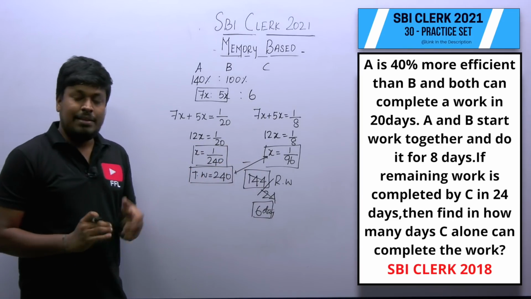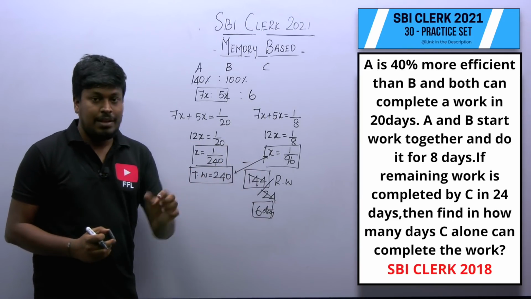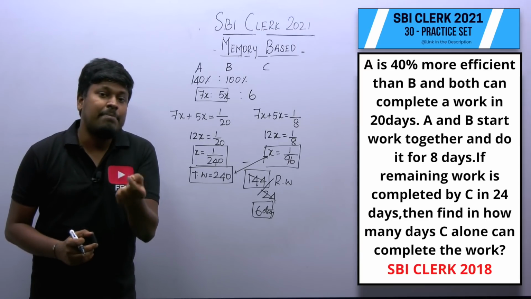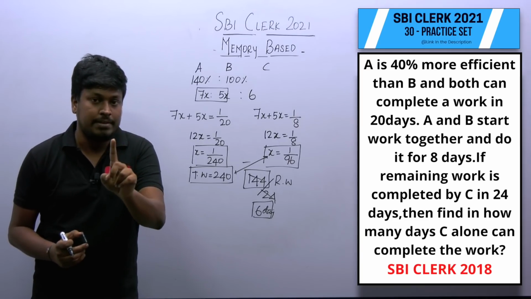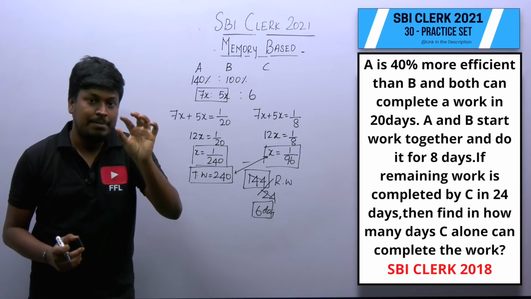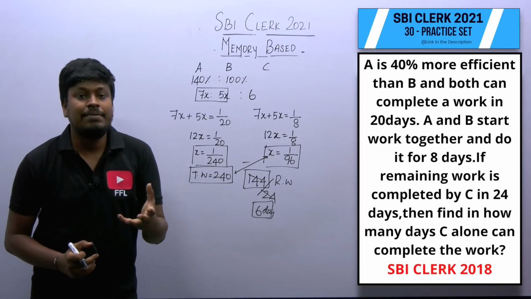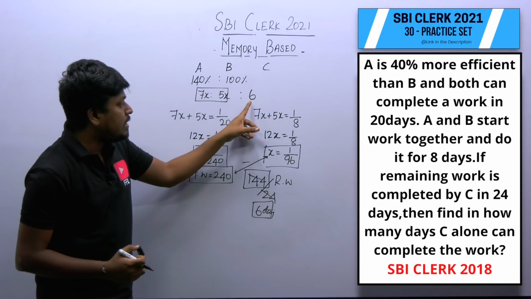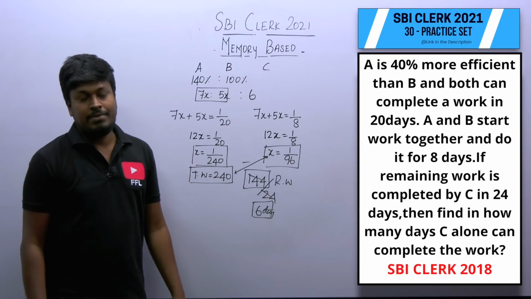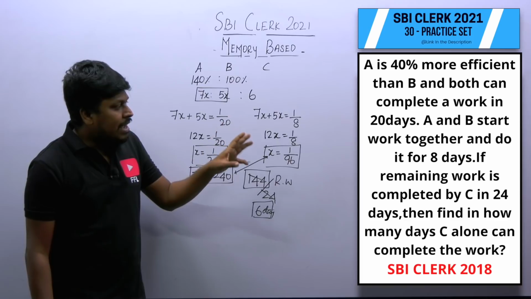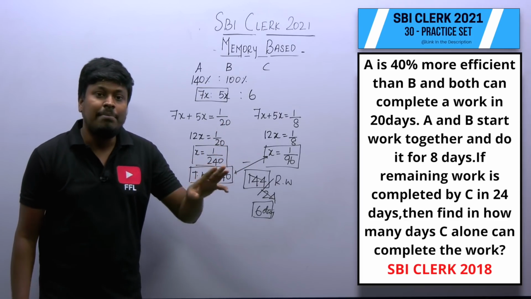Understood or not? The remaining work is 144 and that remaining work was completed by C in 24 days. So the remaining work divided by 24, the number of days C alone took, will be C's efficiency. C's efficiency is 6. So now what is the question? C alone, how many days will he take to complete the work?